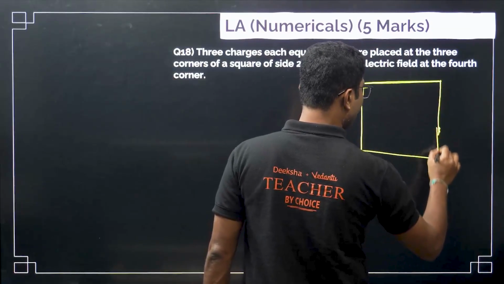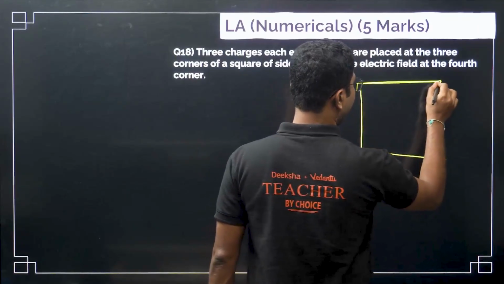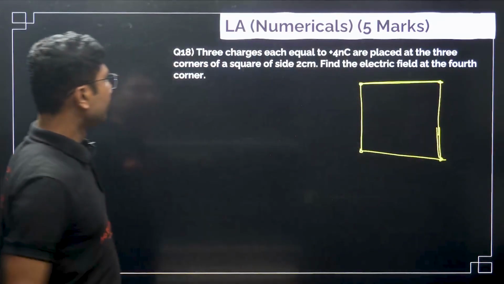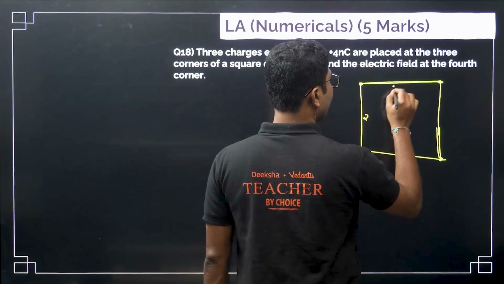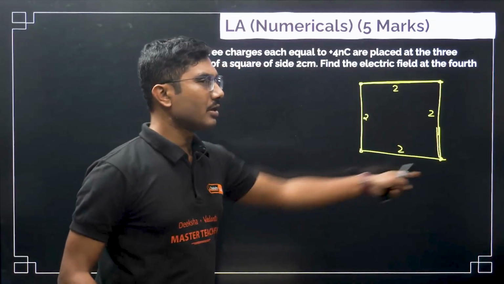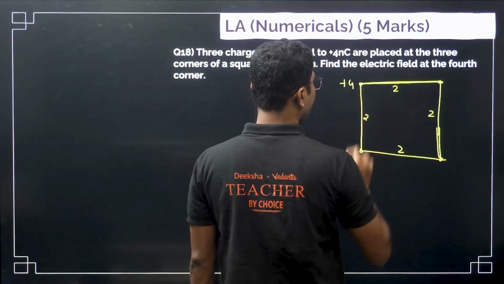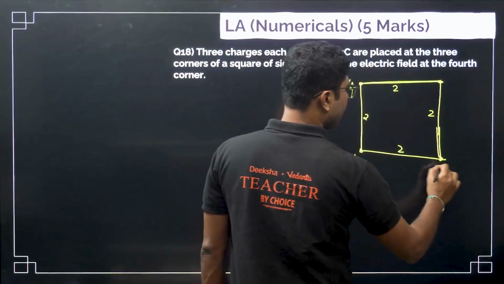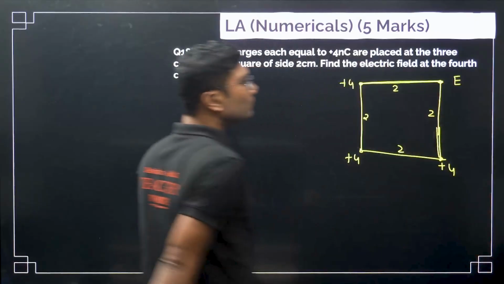So here we have a square. Square means all sides are same. Sides are given as 2 centimeter each. Now in 3 corners we have charges. Okay, so here we have charge plus 4, here we have charge, here also we have charge. We are trying to find the net electric field here.